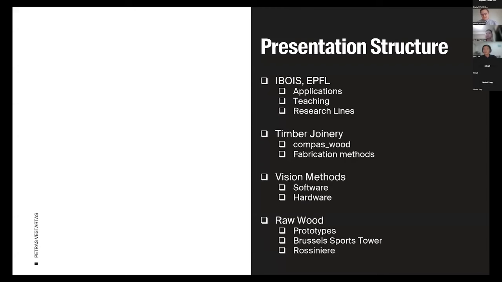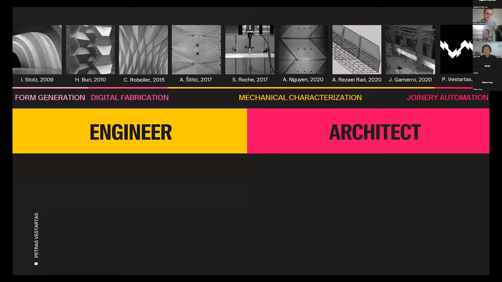Then we had this tool that gradually developed for the reasons of irregular timber, essentially scanning methods, a tool called Cockroach. And then, ending up in the fourth chapter, called Raw Wood and its prototypes and applications. So let's start. I'll start from the first point. And what was the IBOA line of research like?